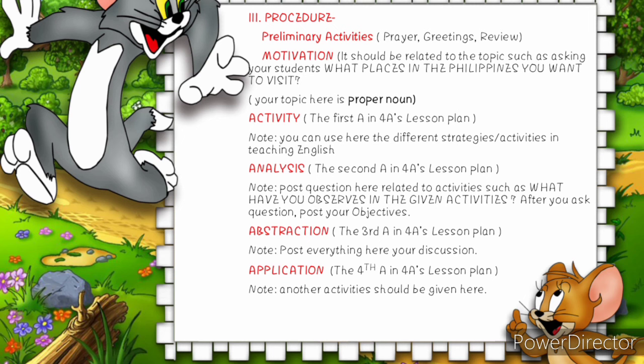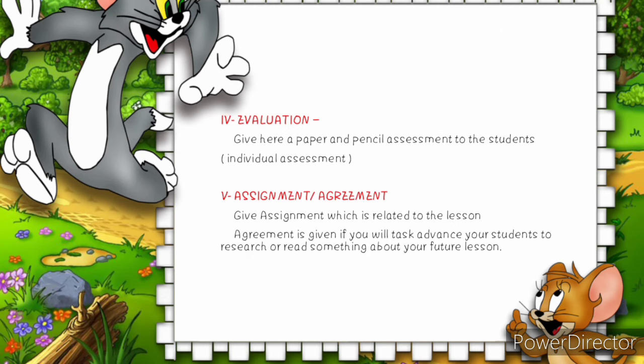That's it. The fourth one is the evaluation. It's more on individual assessment, in which the teacher will give, for example, identification activities. You will identify in which noun it belongs, if it is proper or common. Like, teacher, is it common or proper? That's all for evaluation. Then the fifth one is the assignment or agreement.